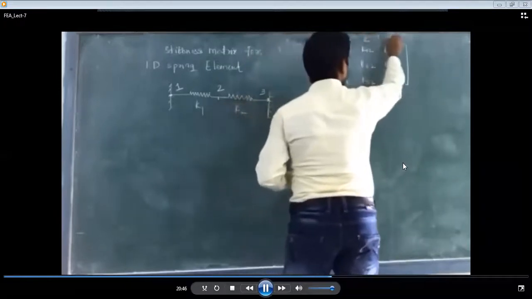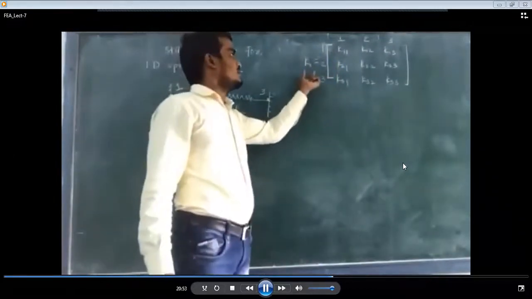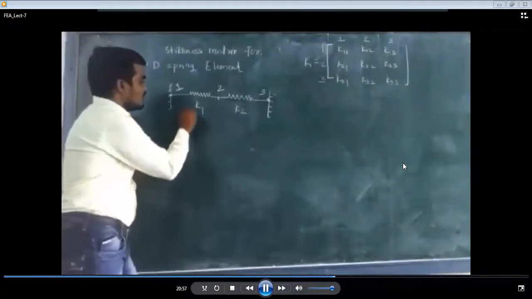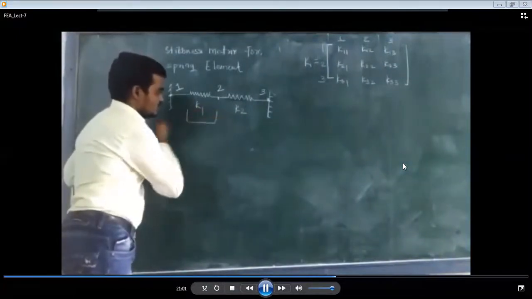And here I am writing the position of the global stiffness matrix. Okay, now first we will construct the elemental stiffness matrix. Now this is element 1, spring element 1.